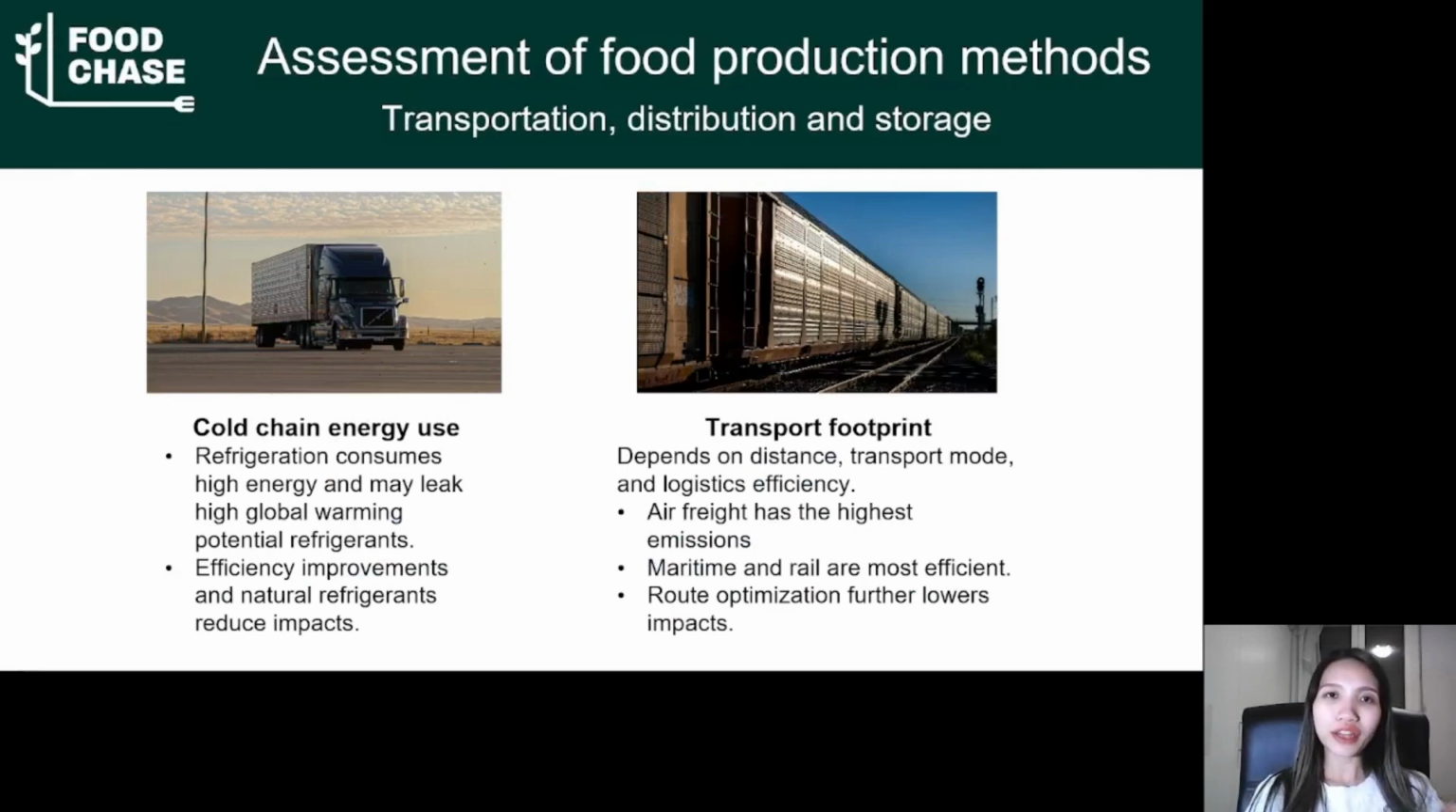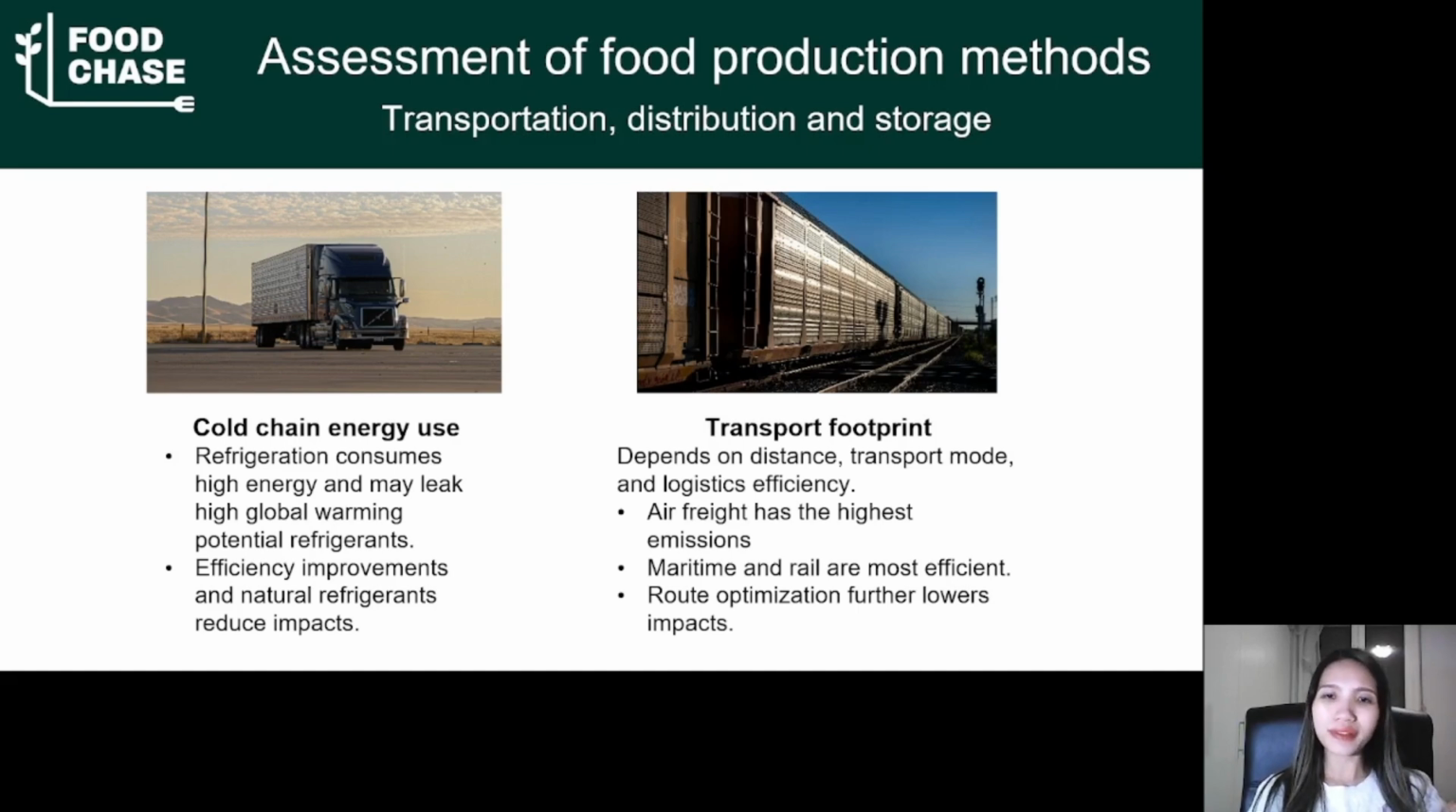In the evaluation of transportation, distribution, and storage, we have to consider the cold chain's energy use. Refrigeration consumes high energy and may leak high global warming potential refrigerants. So, efficiency improvement and natural refrigerants are solutions to reduce the impact.